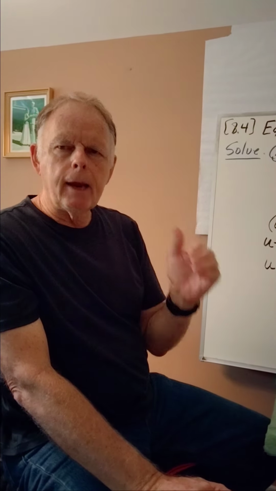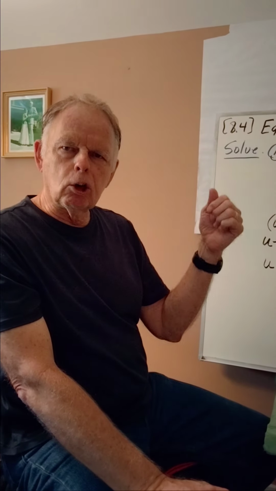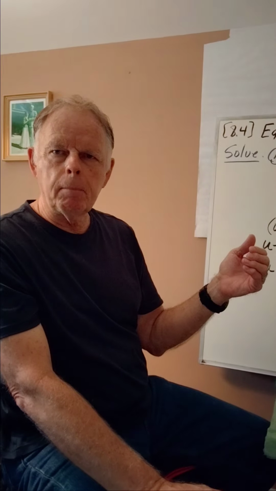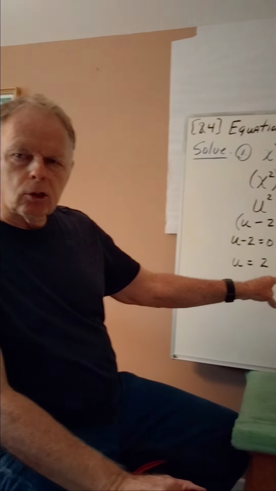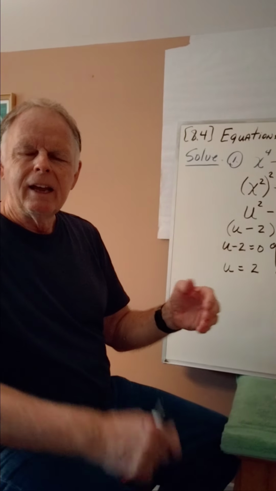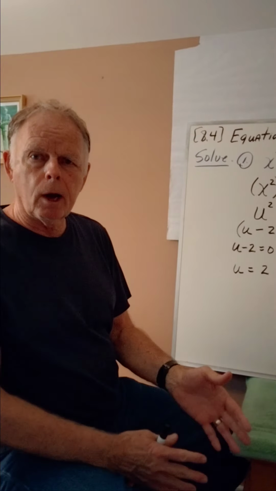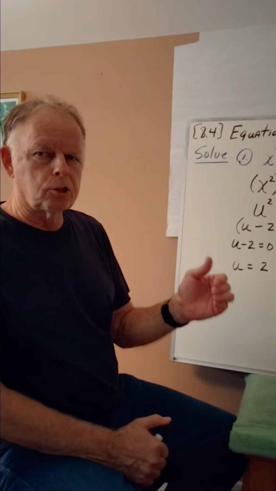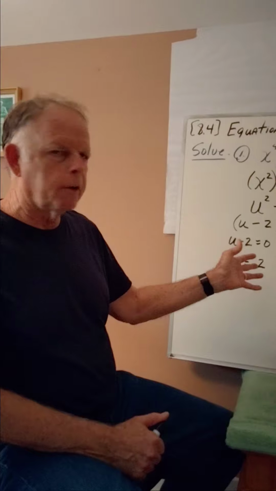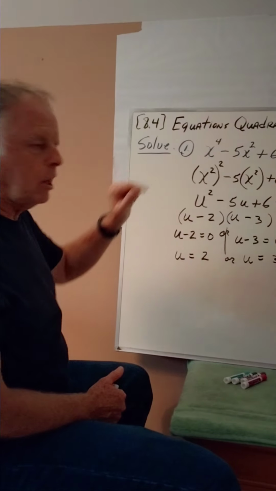A mistake that some students will make when solving an equation that's quadratic in form is that when they get their answers for what u is equal to, they will believe that those are the solutions, and they'll stop the process. They are not the solutions. They are the values of u, but they are not the values of x that we need.